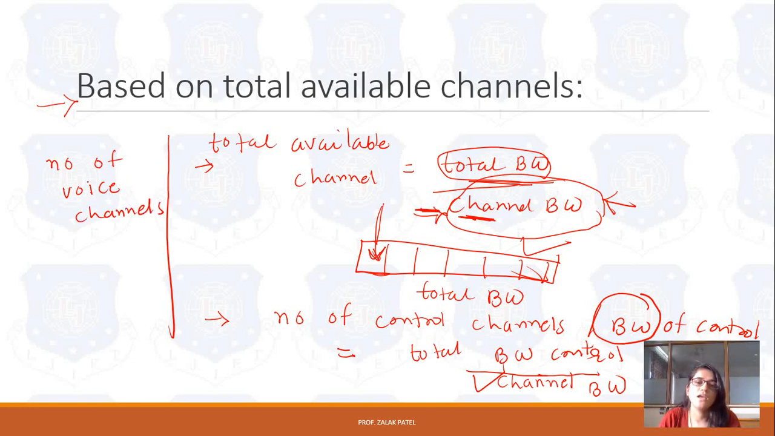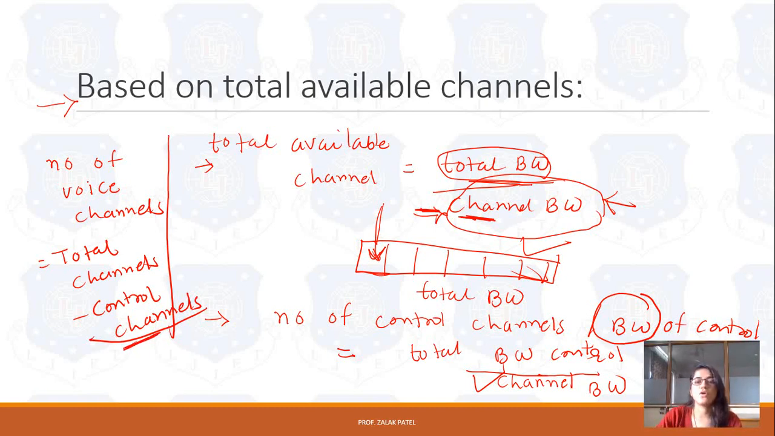The number of voice channels is given by the total number of channels minus control channels. So this is how you can find the number of voice channels. Based on the total available channels, this is how you can find the number of voice channels, the number of control channels, or the total available channels.